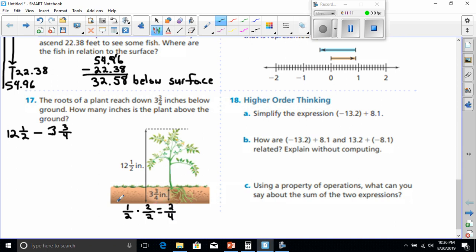Okay? So we can turn this into 12 and 2 over 4 minus 3 and 3 over 4. We still have a little bit of an issue, though. We can't take 3 from 2. So I'm going to have to borrow 1 from my whole number. If I borrow 1, this will turn to 11. And I have to remember that I'm borrowing one denominator. So I'm going to increase my numerator by 4. That's going to make this 11 and 6 over 4. And I'll still be subtracting 3 and 3 over 4.